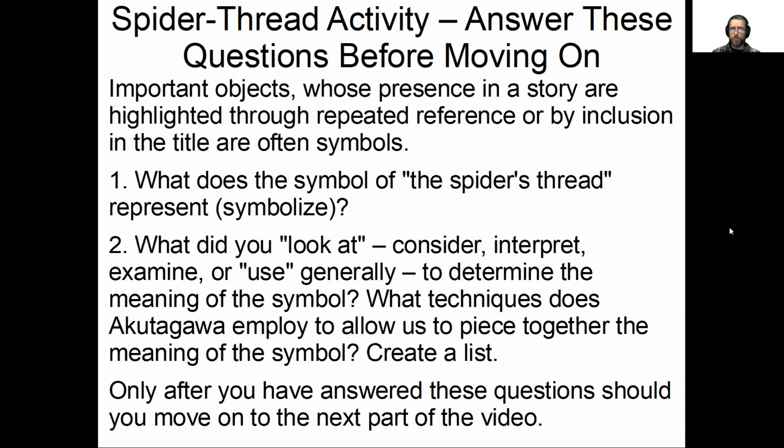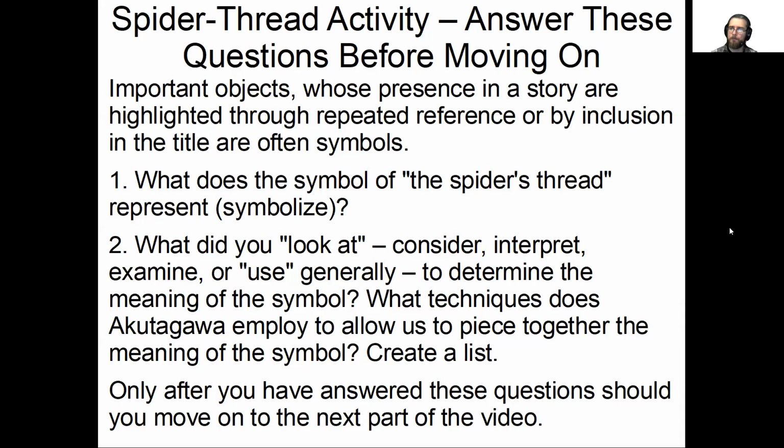So my questions to you would be these. What does the symbol of the spider's thread represent or symbolize? I want you to think about what you have to look at in order to identify that. How do you go about actually interpreting that symbol? What did you look at, consider, interpret, examine, or use generally to determine the meaning of the symbol? What techniques does Akutagawa employ to allow us to piece together the meaning of the symbol?